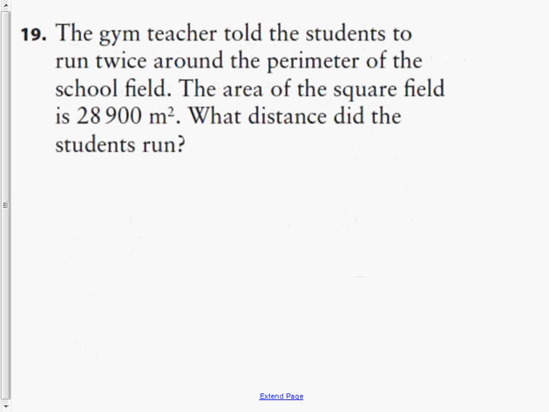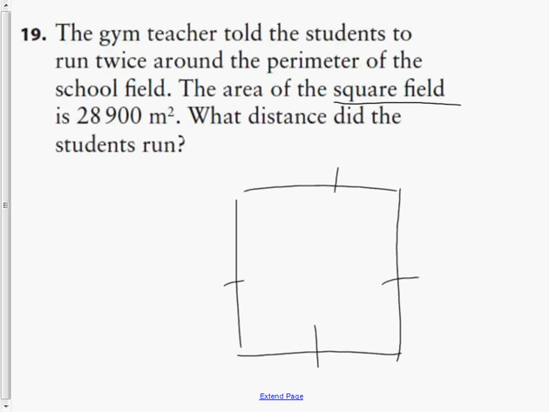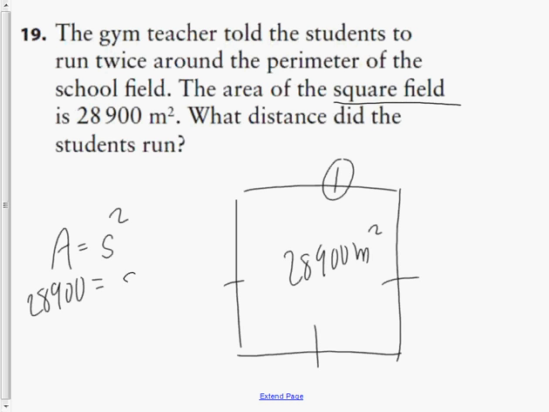And question 19 says, a gym teacher told the students to run twice around the perimeter of a school field. The area of the square field is 28,900 meters squared. So here is the square field. They have to run twice around it. So the first thing we need to do is figure out how long this length is. The area of a square equals side squared. I know the area. It's 28,900 equals side squared. So to isolate, I'm going to square root both sides. Square root of s squared is s.